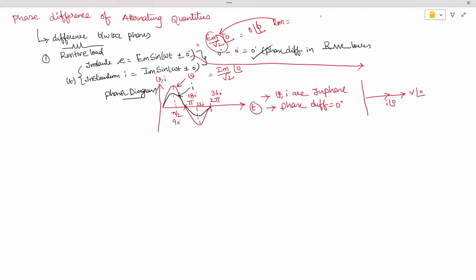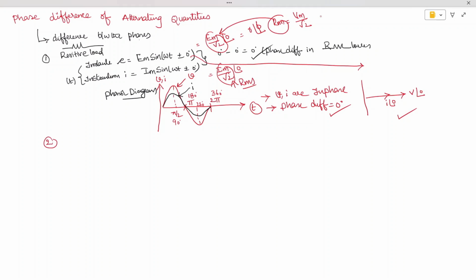How to write the RMS? The maximum value divided by root 2 gives the RMS. Here also, maximum by root 2. So this is nothing but the RMS quantity when you are expressing it as a phasor, in the form R comma theta. So here you can see voltage and current are in phase, and the phase difference is 0.